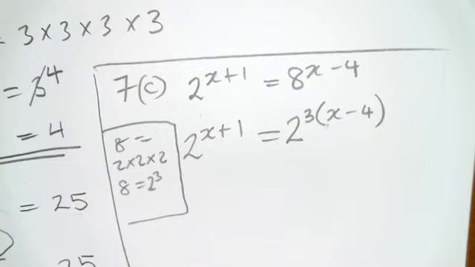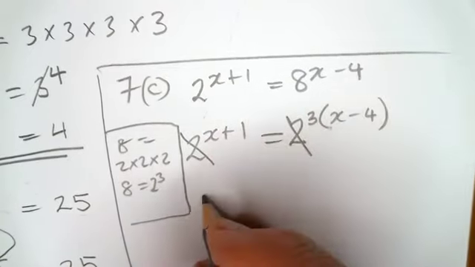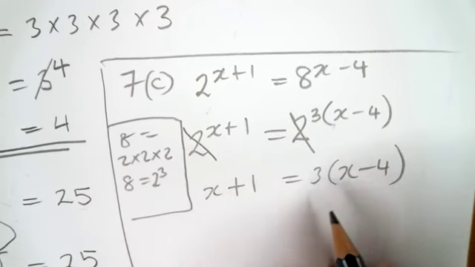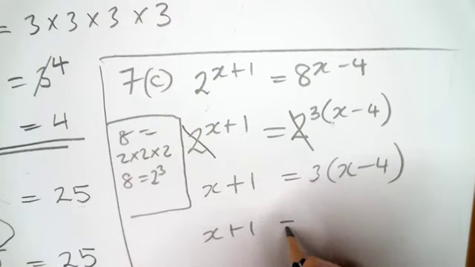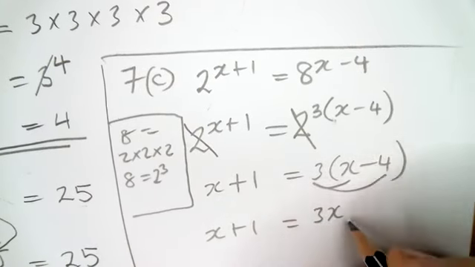Now, suddenly the bases are the same. I've got a 2, and I've got a 2. So now I've got x plus 1, my bad, is equal to 3 times (x minus 4). Well, I'm just going to expand this out. I'm going to say x plus 1 is equal to, well, 3 times x is 3x. 3 times negative 4 is minus 12. Now, I personally would like to have this on the other side, so I'm just going to rewrite that on the other side. So I've got 3x minus 12 is equal to x plus 1.